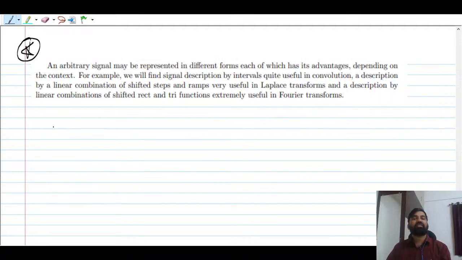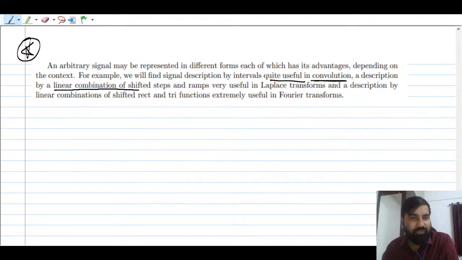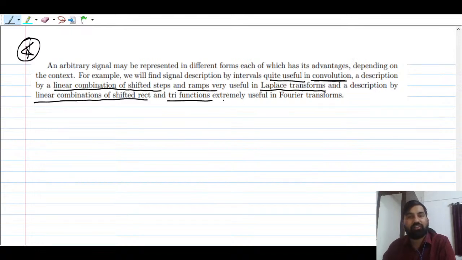An arbitrary signal may be represented in different forms, each of which has its advantage depending upon the context. For example, here we will find signal description by intervals quite useful in convolution. A description by linear combination of shifted steps and ramps is very useful in Laplace transforms. And a description by linear combination of shifted rect and triangular functions is extremely useful in Fourier transform.